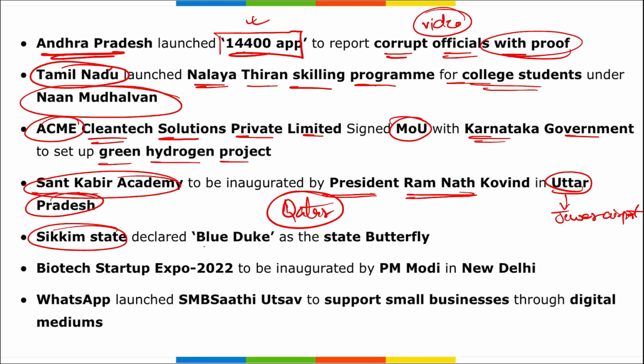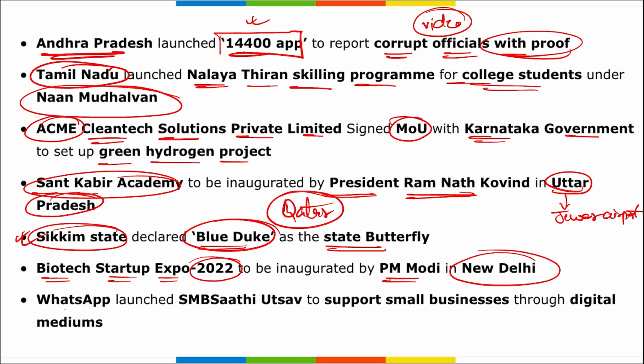Sikkim state declared the Blue Duke as their state butterfly. Important question definitely can be asked from this news that Blue Duke has been appointed as the state butterfly of which state? It is Sikkim. Then Biotech Startup Expo 2022 was inaugurated by Prime Minister Narendra Modi in Delhi. WhatsApp launched SBM Sathi Utsav to support the small businesses through digital medium.